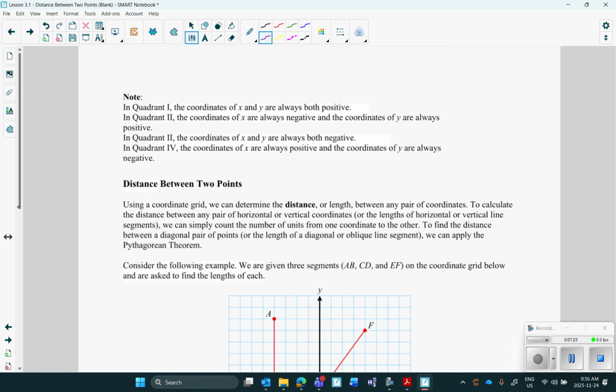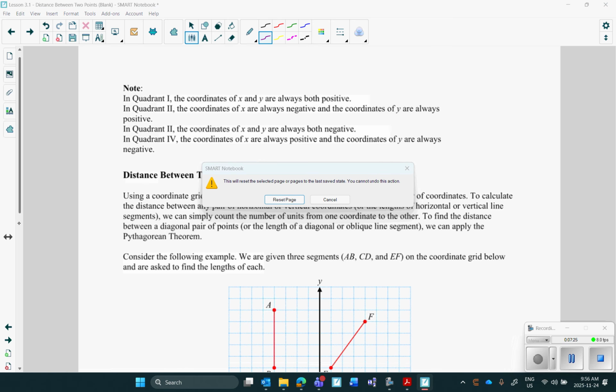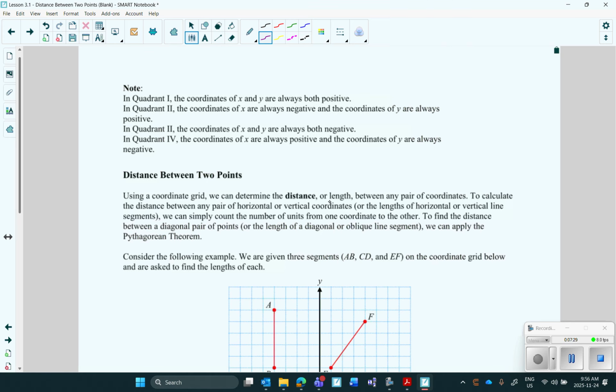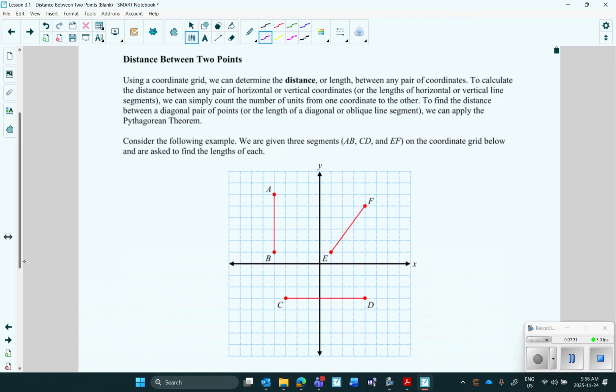So let's talk about some things we can do using a coordinate grid. And we're going to talk about 3 things in the next 3 lessons. How we can use it to find distances, we can use it to find midpoints, and we can use it to find slopes. Okay, have you guys taken slopes and sines?